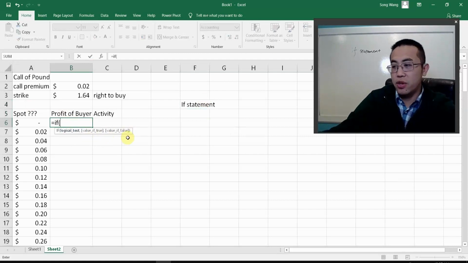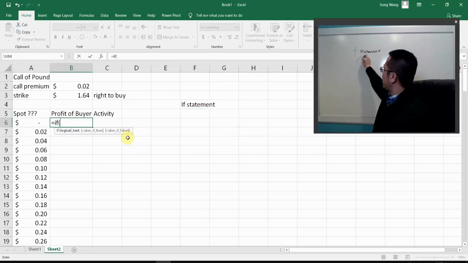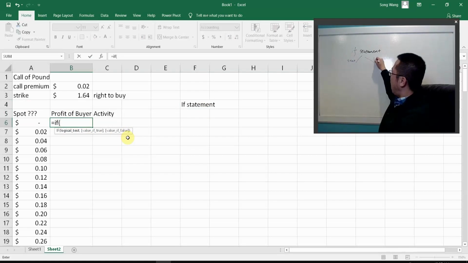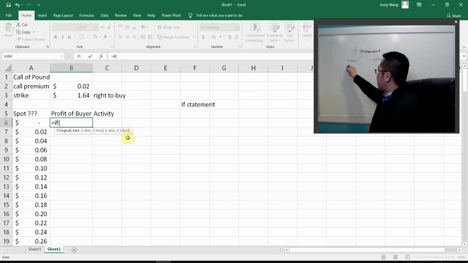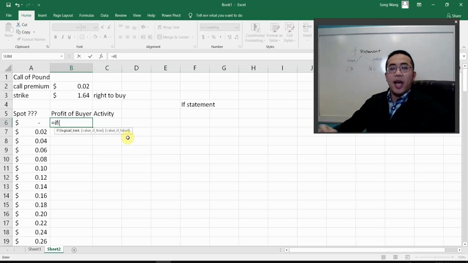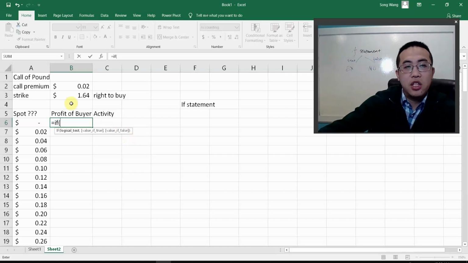So what makes a difference to exercise the call option or not? All right, so you have two situations: if it is true or if it is false. If it is true, you exercise it. If it is false, you don't exercise it. So that's how we play the game. So when do we exercise the call option? It is when the spot rate is greater than the strike.